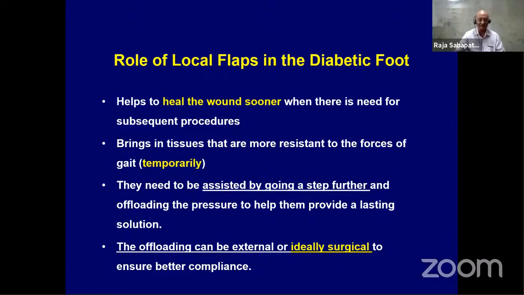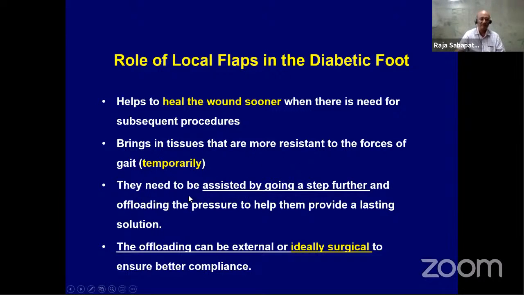So the role of the local flaps, to summarize, is that it helps to heal the wound sooner. But if it's just putting on some ointments or medicines, drugs, dressings, all that, they all take a much longer period. That's one. And secondly, you can pump them with antibiotics, but then the bacteria could be resistant to the antibiotics. But as I'm very fond of saying, even till now, no bacteria has developed a resistance to the scalpel. The surgeon's scalpel is still, I think, very good.